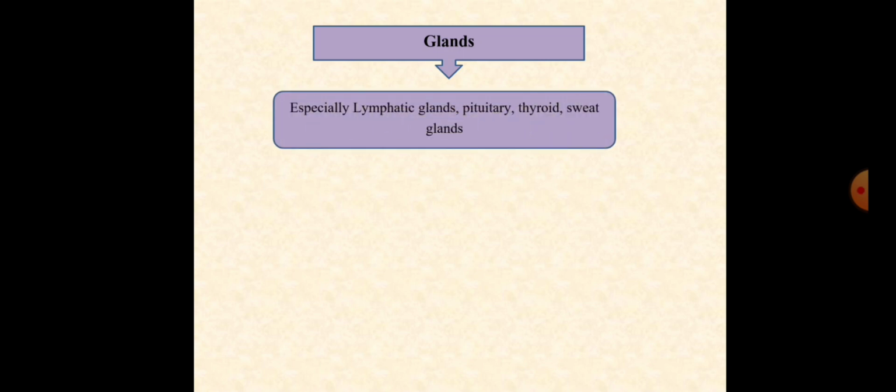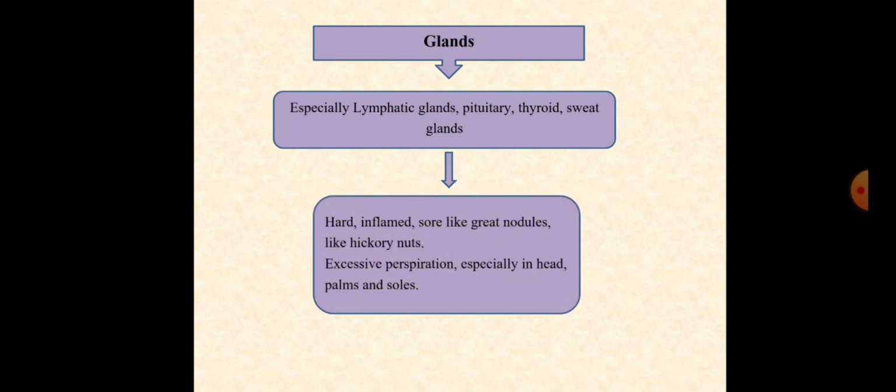Then it has action on the glands, especially lymphatic glands, pituitary, thyroid, sweat glands. So what does it do on the glands? The glands will become hard, inflamed, sore, like great nodules, like hickory nuts. Excessive perspiration will occur, especially in the head, in the palms and soles. So these symptoms you will find in Calcarea carb.